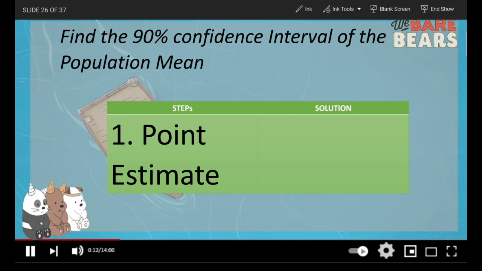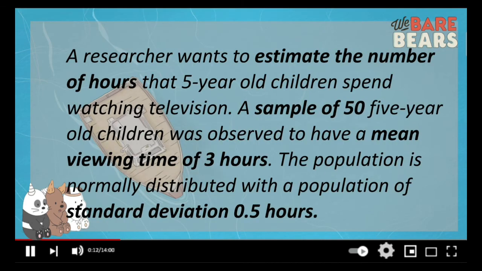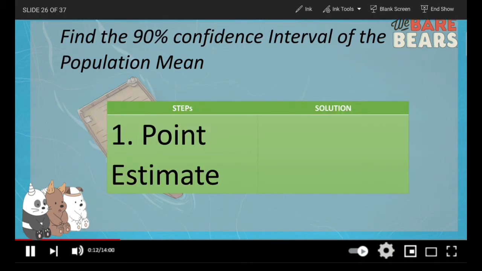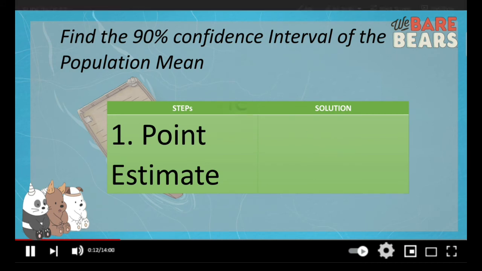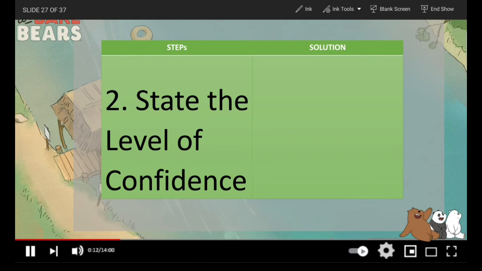So let us have the first step. The first step, we have to determine the point estimate. If we are going to determine the point estimate, we are looking for the average. We are looking for the sample mean. And the sample mean in this situation is the viewing time, which is 3 hours. Point estimate is 3 hours. Next step, we have to state the level of confidence. In the given situation, the level of confidence is 90%.